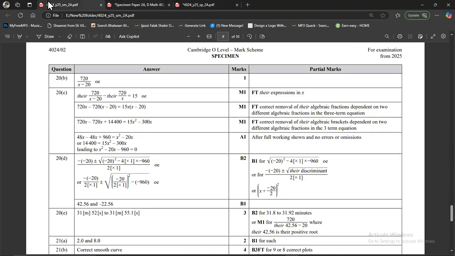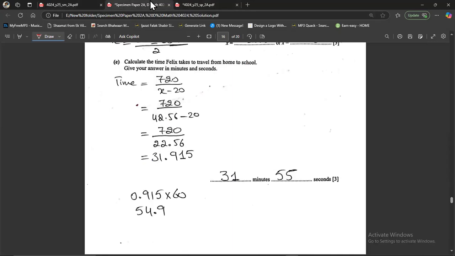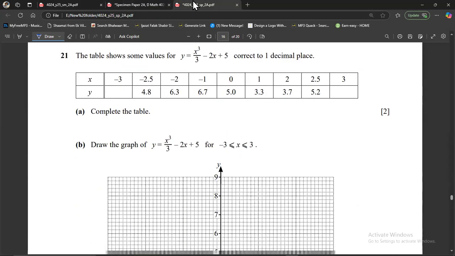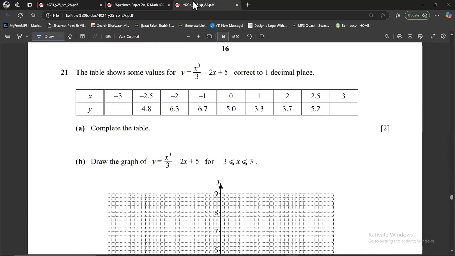So let's check the answer. 31 minutes and 55.1 seconds. Okay, so our answer is almost right. Question number 21 is showing up on your screen. The table shows some values of y equals x cubed divided by 3 minus 2x plus 5, correct to one decimal place. So for y, you can substitute x equals minus 3 in this equation and find the value of y. Then you can substitute x with 3, find the value and write the number here.